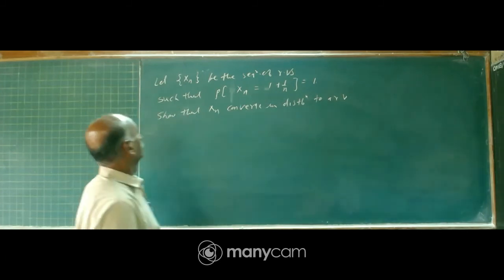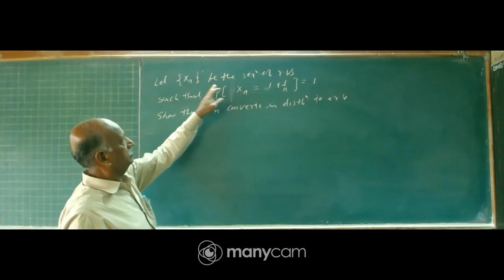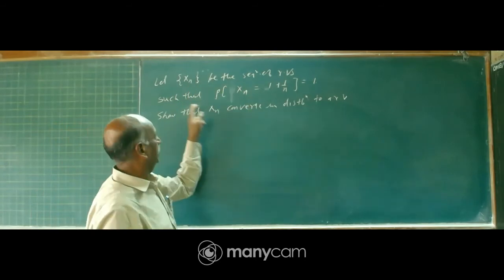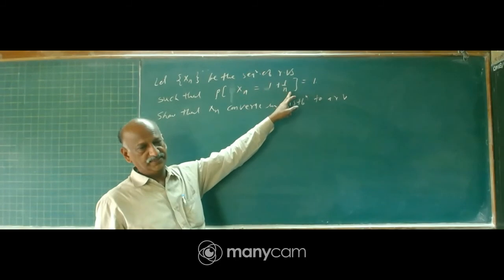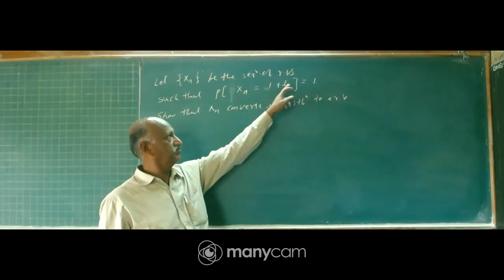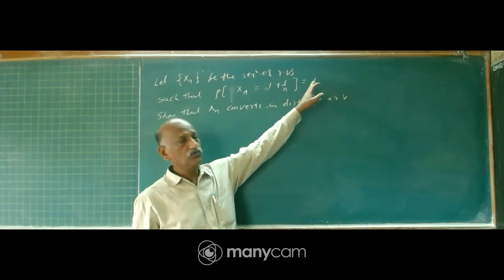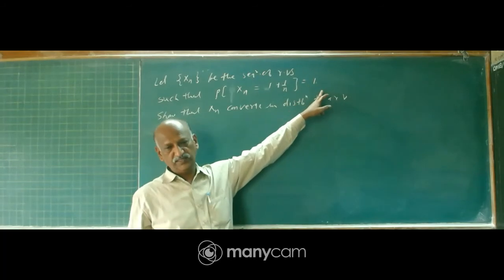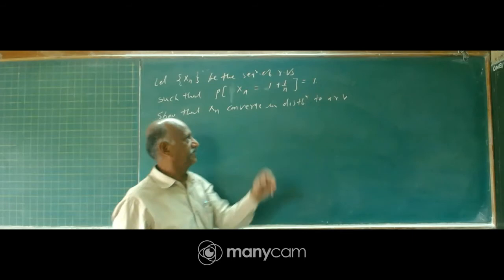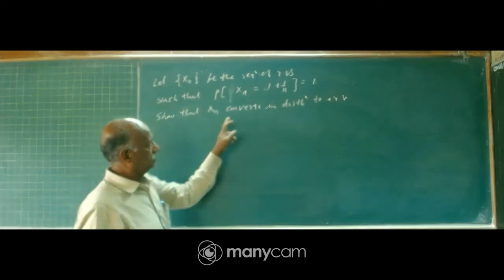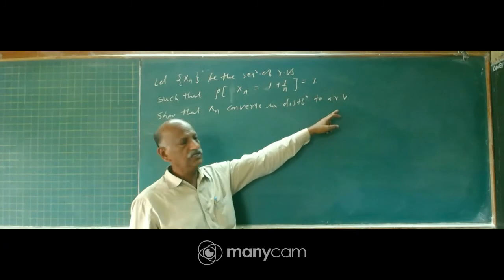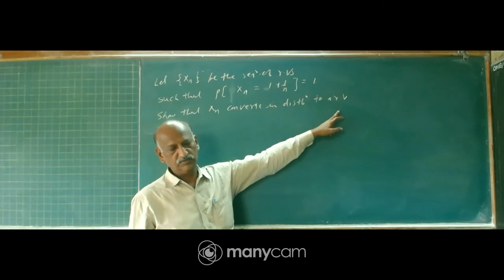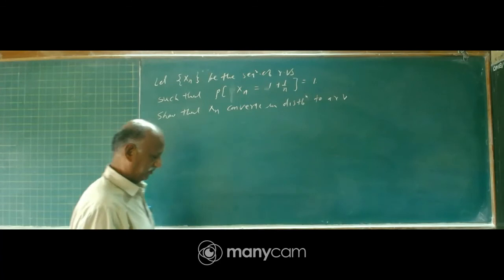First example: let Xn be a sequence of random variables such that Xn is equal to 1 plus 1 by n with probability 1. That is, it takes only one value, and everything else has probability 0. Show that Xn converges in distribution to a random variable.